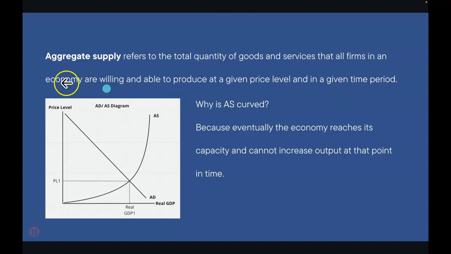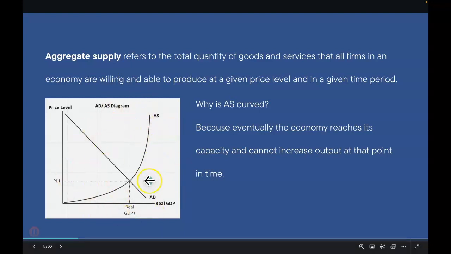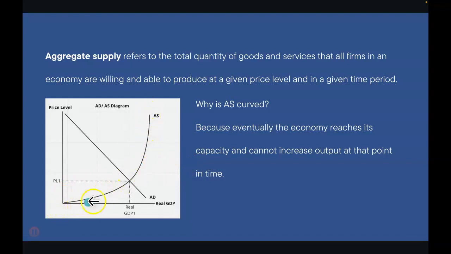So there's your definition for aggregate supply: basically all the stuff that producers can produce at a given point in time, and then we're dealing with our regular AS-AD diagram. It's important to note the aggregate supply curve is physically curved, so when you draw it, make sure it's got that bend in it. The reason is that at one point or another, if we continue to increase our output, we're going to reach our productive capacity and we physically cannot increase our output from that point.